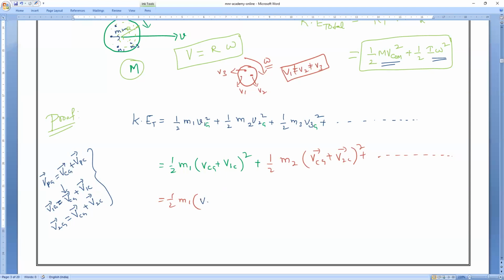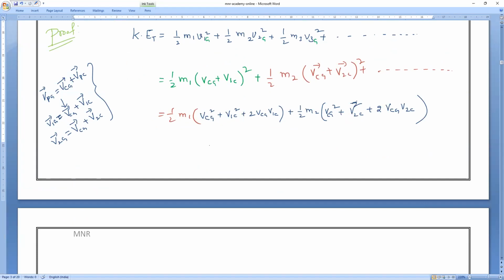This one will become velocity of center of mass with respect to ground whole square, plus velocity of particle 1 with respect to center of mass whole square, plus 2AB, that is, velocity of center of mass with respect to ground into velocity of particle with respect to center of mass. Plus the second one, half into M2, again with (A+B) whole square: velocity of center of mass with respect to ground whole square plus velocity of particle 2 with respect to center of mass whole square plus 2AB.